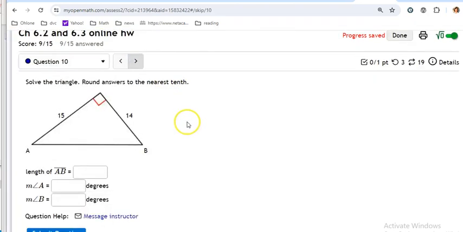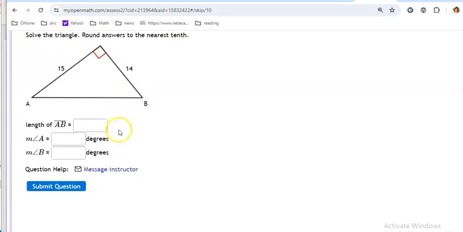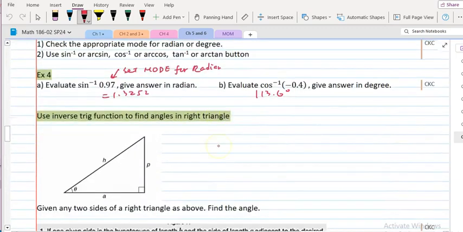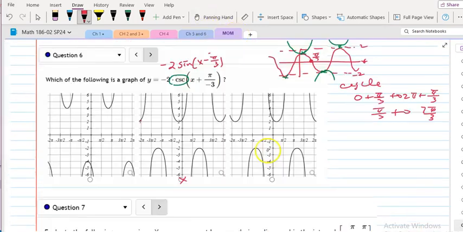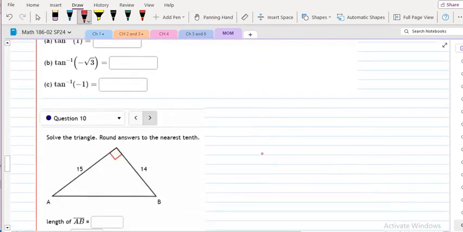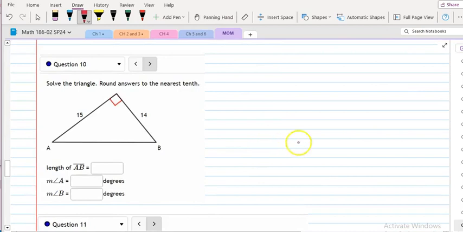Number 10, we are solving a right triangle. There's a right angle here. I have 14, 15. What is the length of AB? That one I don't need trigonometry for. I can use the Pythagorean theorem. Go back to this. AB is this side.